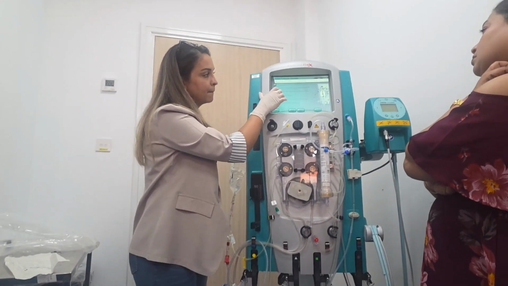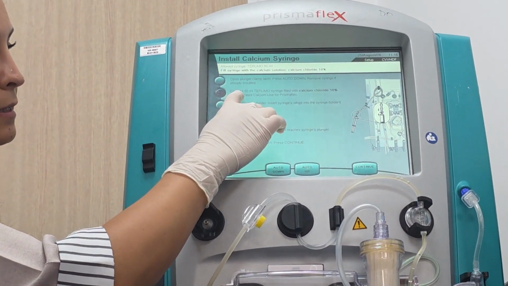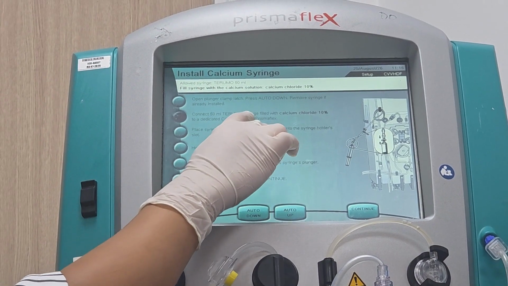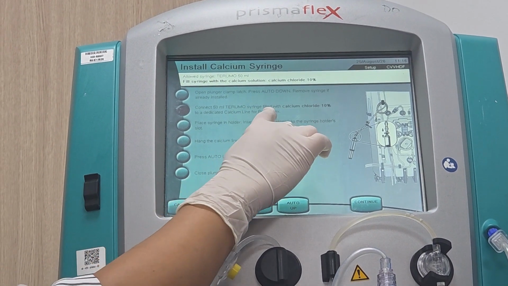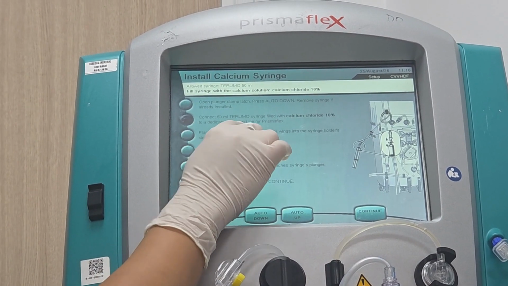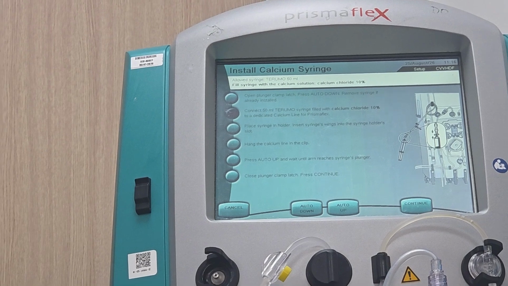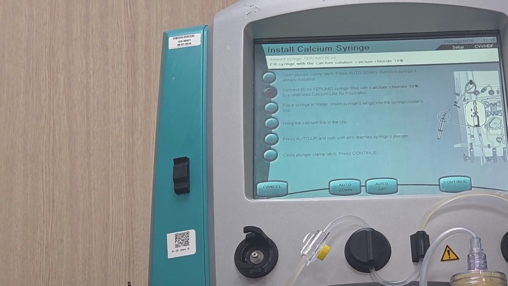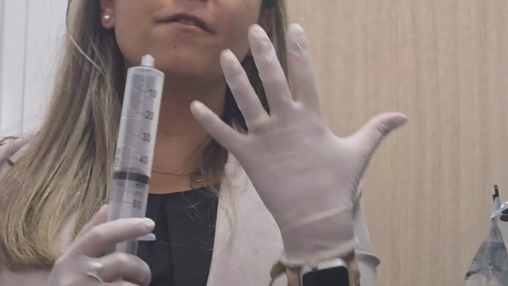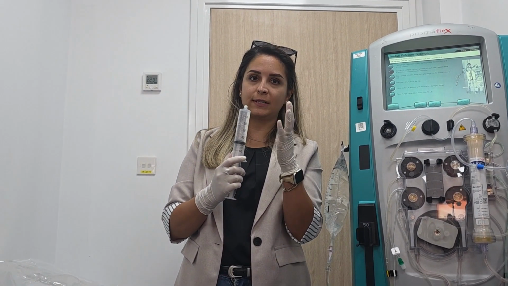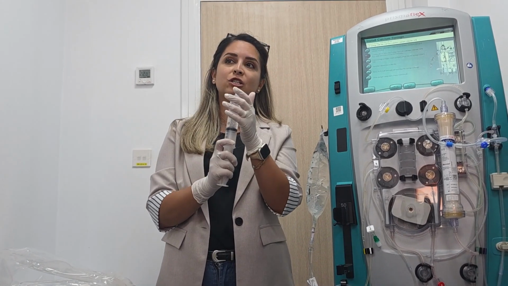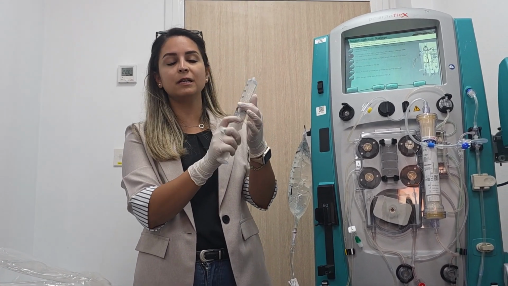Okay? Then we press auto down. Next step, connect a 50 ml syringe, any brand you want, filled with calcium chloride 10% to a dedicated calcium line for the Prismaflex. So here is our syringe. Remember how many ampoules I need to put? Five. 5 ampoules of calcium chloride 10%, which is 10 ml each. Yes, exactly. So 10 ml till 50.